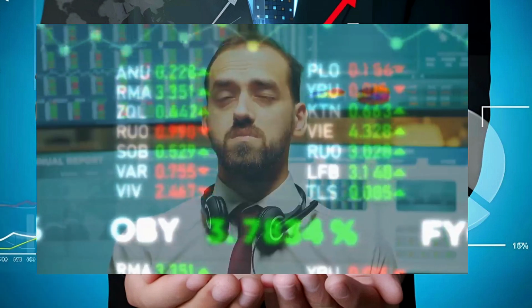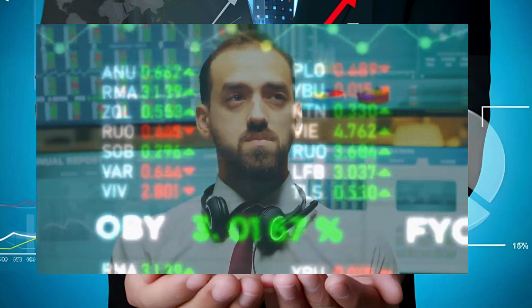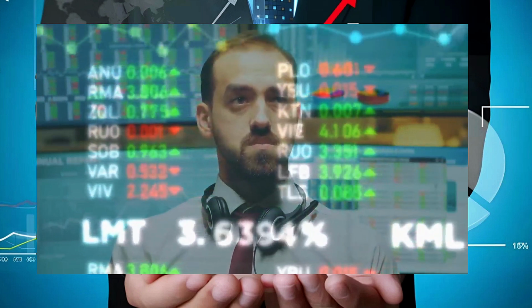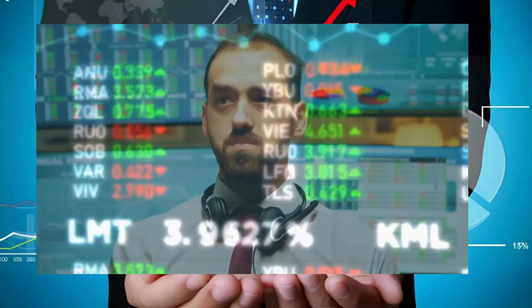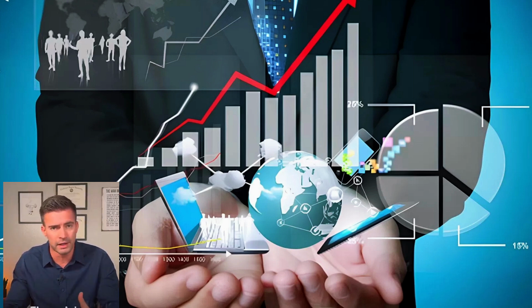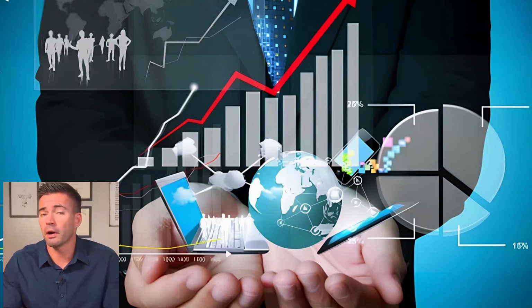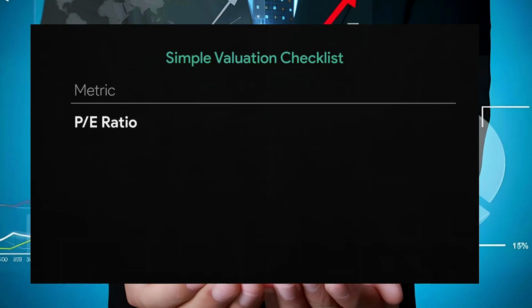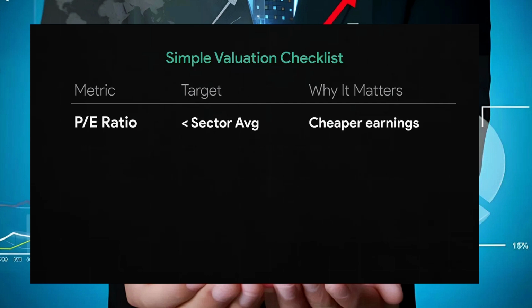Once you feel confident about the business model, the business itself, the position that the business holds compared to other competitors, then you can start looking at some key financial metrics. I'm going to give you the SparkNotes cheat sheet here, and then I'm going to explain each one in a bit. So with the PE ratio, you're looking for a target that's less than the sector average, and why that matters is that it has cheaper earnings.